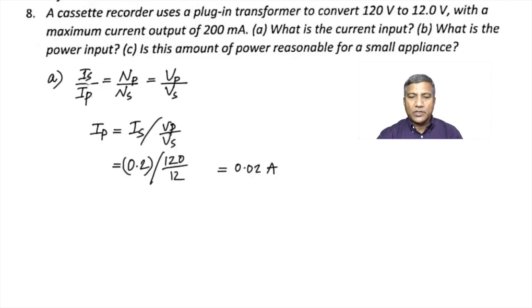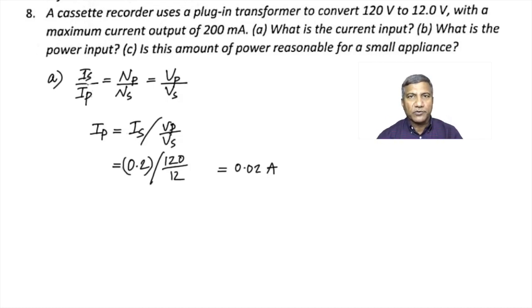Now, when you look at the ratio, IS by IP is equal to NP by NS is equal to VP by VS. Now notice that it's IS by IP, okay? And so when you rearrange that, you get IP is IS by VP by VS, which happens to be 120 by 12, which is 10. So 0.2 divided by 10 is 0.02 ampere. That's the primary current. Now in the B part, what is the power input?